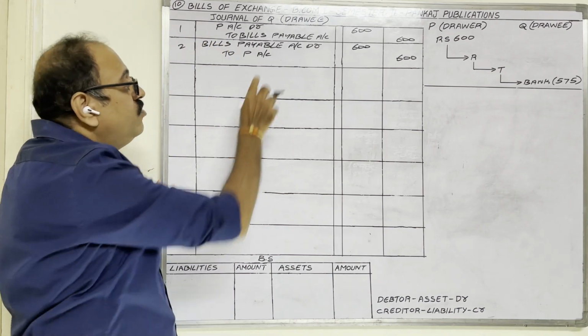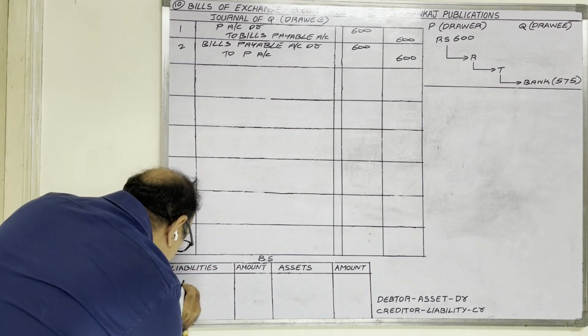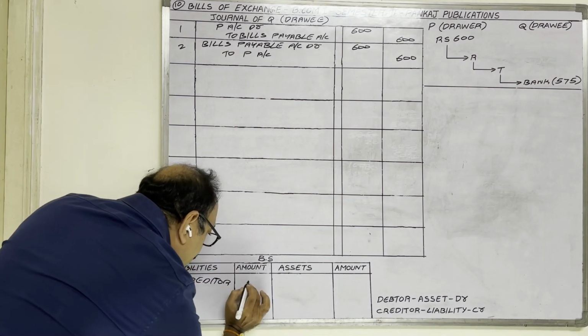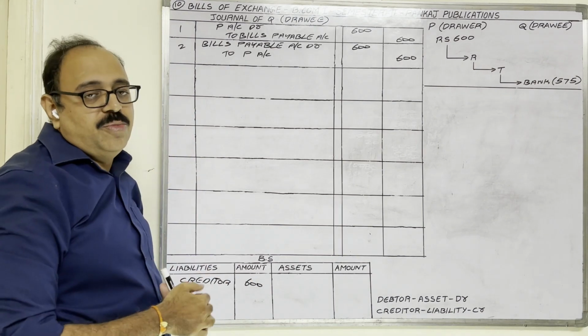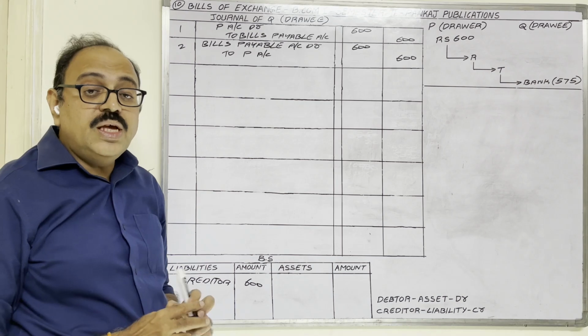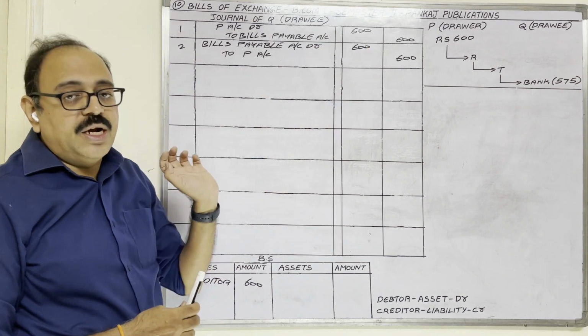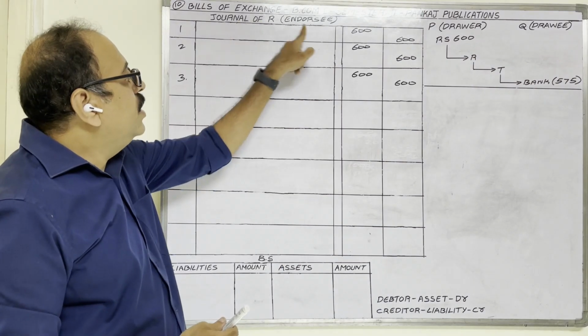And what is the effect of this entry on the balance sheet? A new liability, creditor, is created with 600 rupees. So bills payable liability is converted into creditor liability. Second entry, bills payable account debit to P account 600. Being bill is dishonored. With this, Q's journal is completed. Next, journal of R.